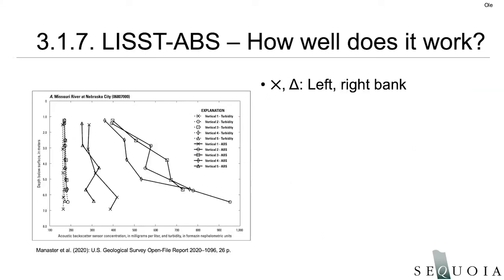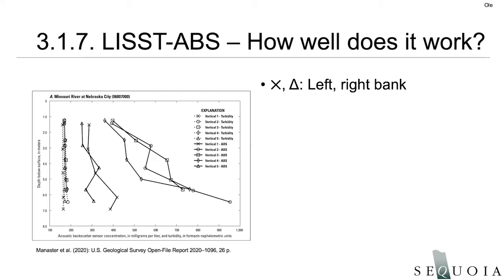Here's another plot from that same report that shows some data from the Missouri River. Out on the far left, we have all the turbidity data from 5 verticals across the river, from the left bank to the right bank. And you can see all the turbidity data with the dotted lines. They all fall more or less on the same value, with very little vertical variation. If you look at the ABS data, you can see there's a pronounced vertical variation, with much higher concentration as we go down the profile towards the bed, where we have sediment being resuspended by the current.